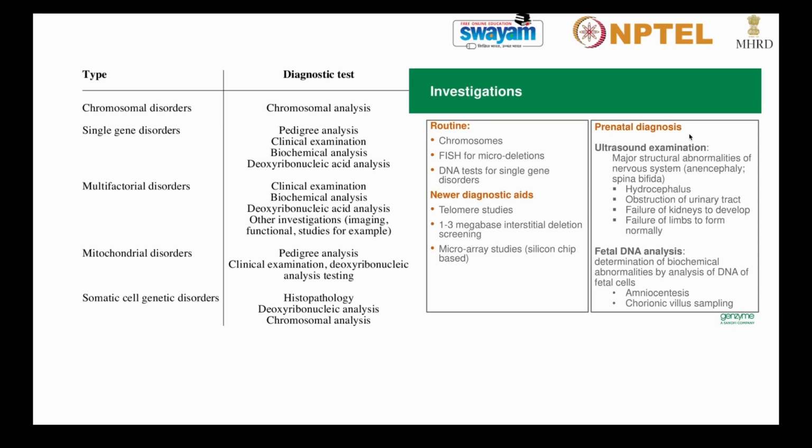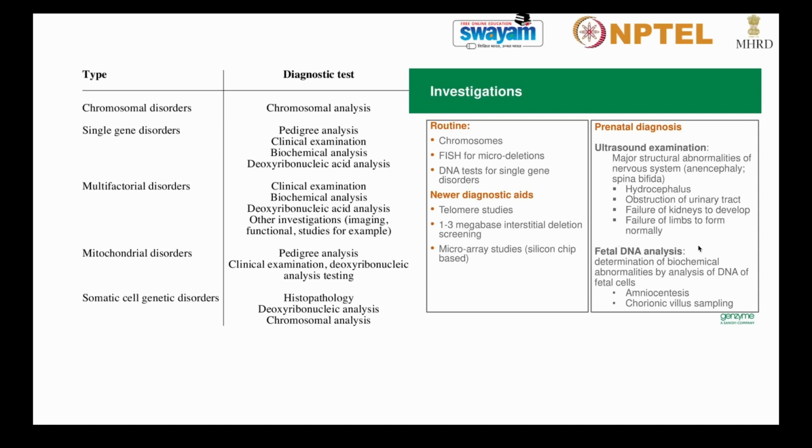Then comes prenatal diagnosis, for the child who is not born yet. For that, ultrasound examination can detect major structural abnormalities of the nervous system, which are anencephaly, spina bifida, and hydrocephalus, as well as obstruction of the urinary tract, failure of kidneys to develop, and failure of limbs to form normally. Whenever an individual is not born yet, we can still go for the ultrasound examination to check whether things will be fine if that individual is born. So before that, we can perform this diagnosis.